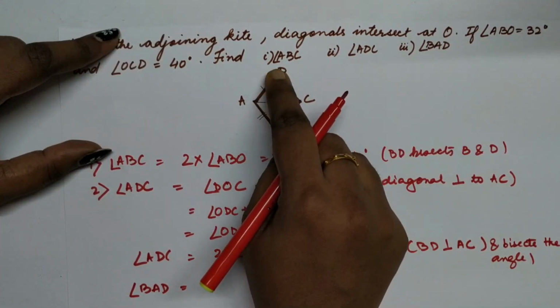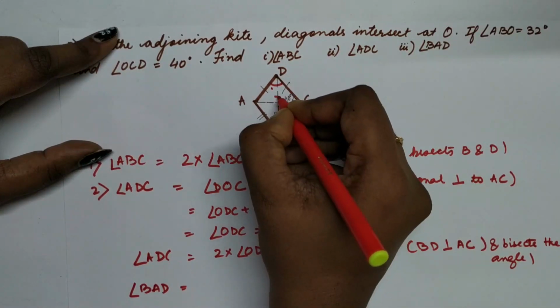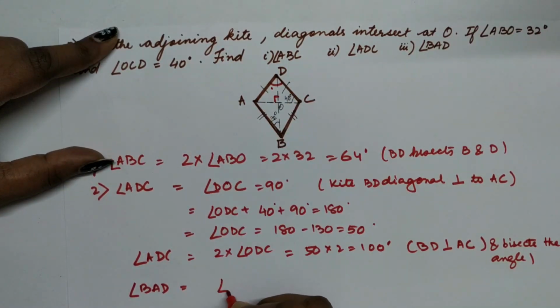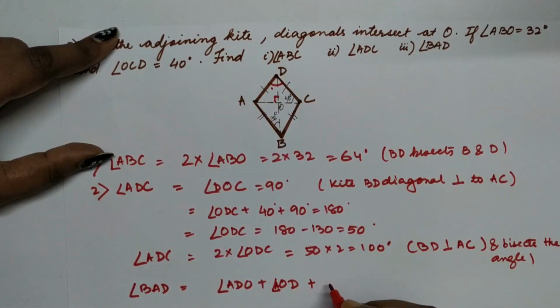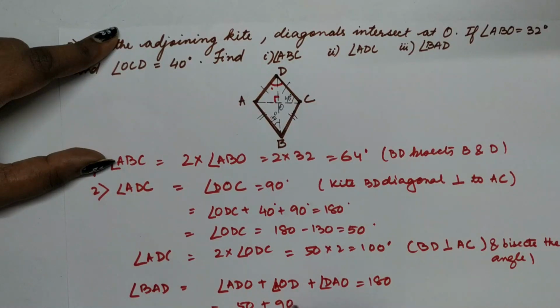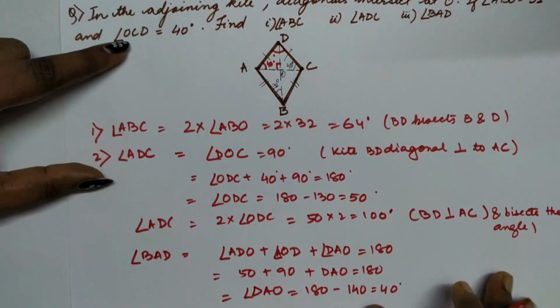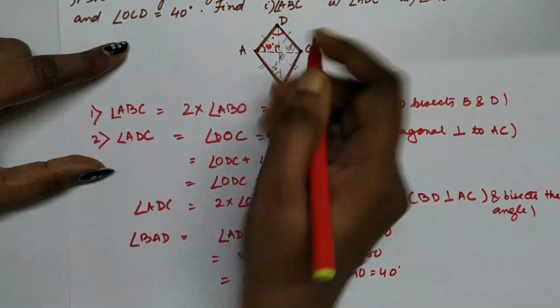for angle BAD, you already know this is 50, this is 90. So angle ADO plus angle AOD plus angle DAO equal to 180 degrees. So this is 50 plus 90 plus DAO is equal to 180 because that's forming another triangle. So angle DAO is equal to 180 minus 140, that is 40 degrees. So this is 40 degrees and I can easily get this value.